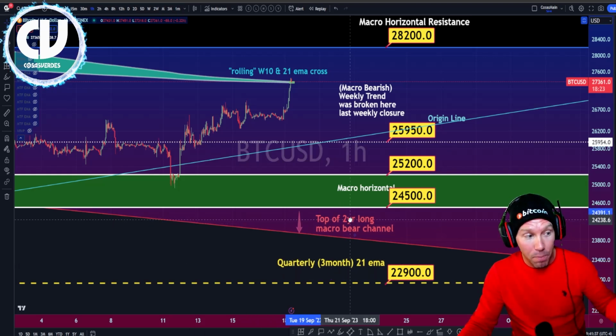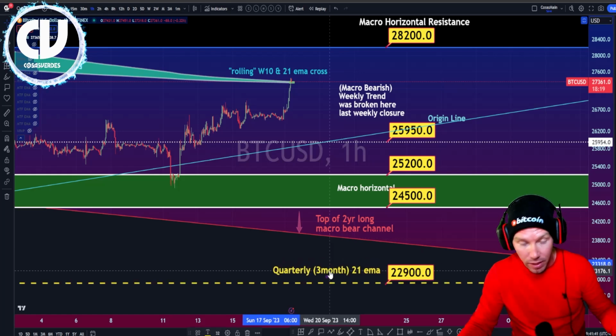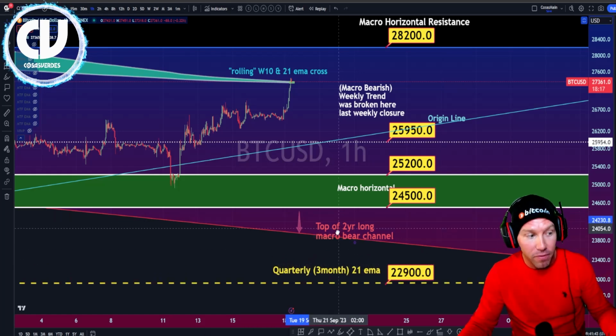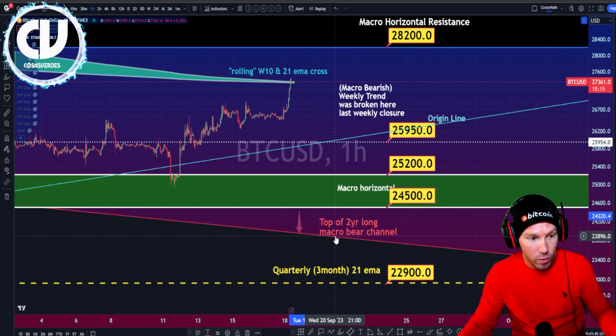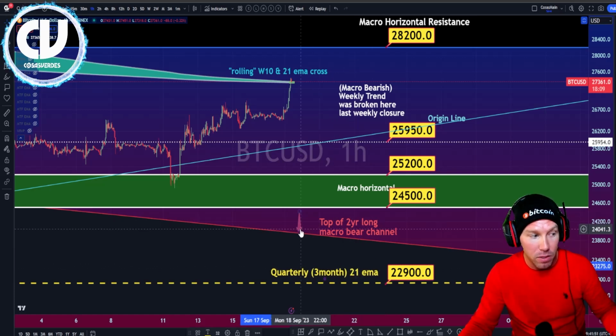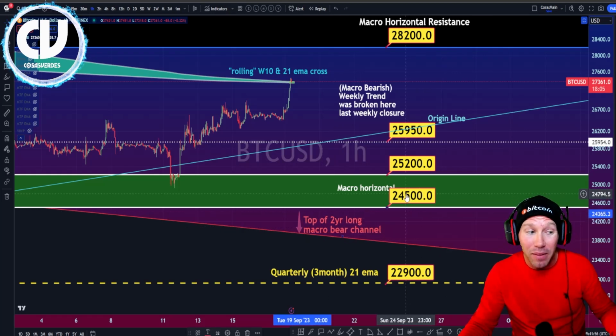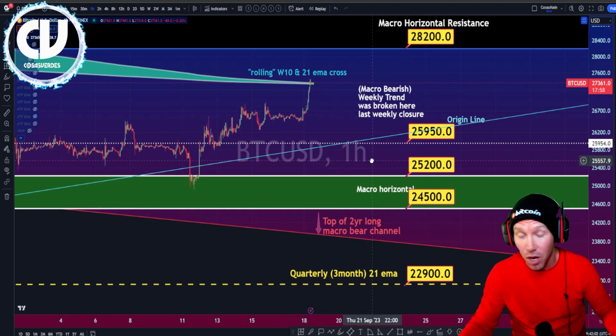But it's the top of the two-year-long channel at 23,800 and at 22,900, which I think would be hit if the bear channel's hit again at 23,800. Price would likely wick below 23,800 to hit 22,900 and then bounce back above this channel right here. But I don't care about that until 25,200 is broken to the downside. It's not even a conversation on the micro time frames.